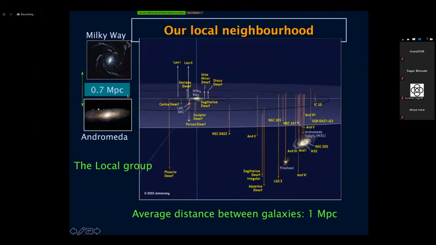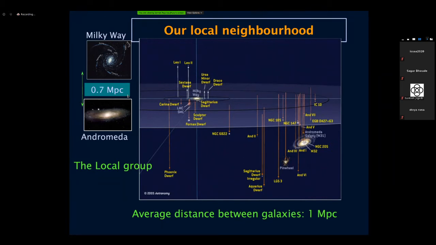We know of about 45 of them now. And together we call ourselves a group of galaxies called the local group. The local group consists of two big galaxies, some smaller ones, like, for example, the Pinwheel Galaxy M33, and dwarf galaxies surrounding us. That's our nice little local group.